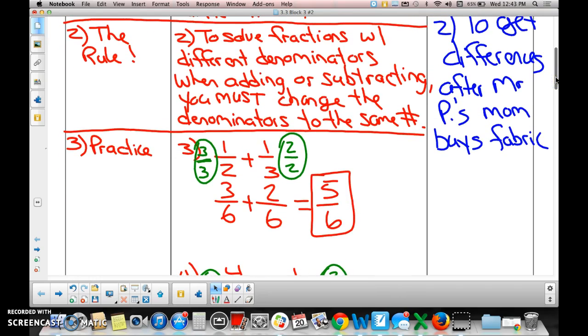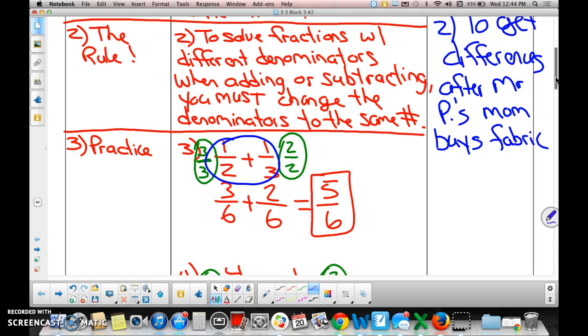What is the rule, Axel? What is the rule when adding or subtracting with unlike denominators? To add or subtract fractions with unlike denominators, you must make the denominator the same. So if you have a problem like 1/2 plus 1/3, what goes off in your brain? What's that noise? Ding, ding, ding. What does the ding, ding, ding tell you?